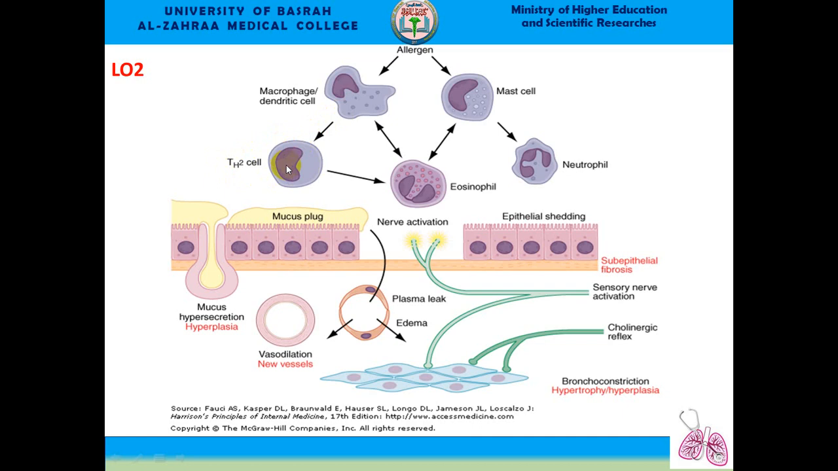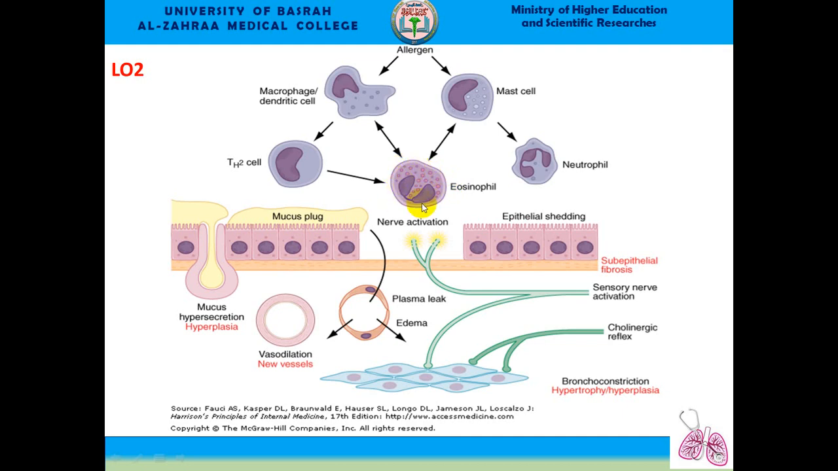And these T helper 2 cells will release cytokines, which will stimulate different types of cells like eosinophils, mast cells, and neutrophils. And there will be release of many substances and chemical compounds or cytokines, like IgE and histamine and other compounds.